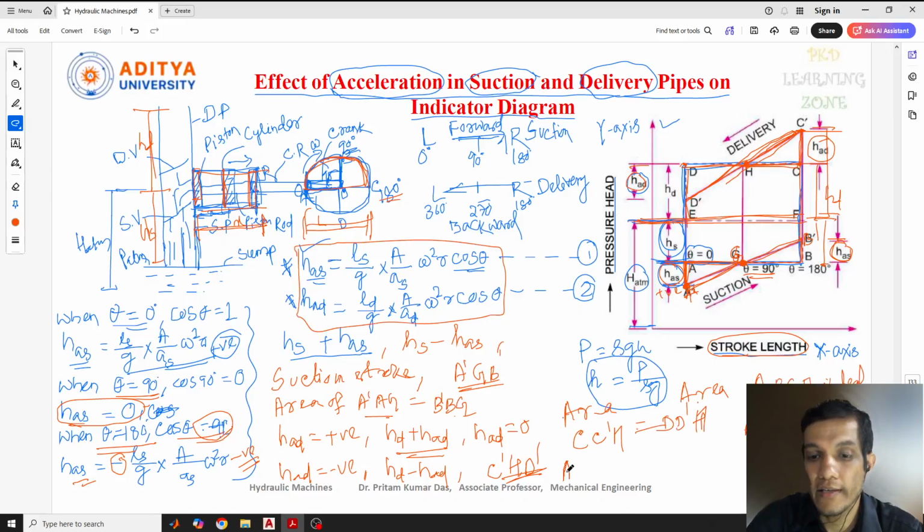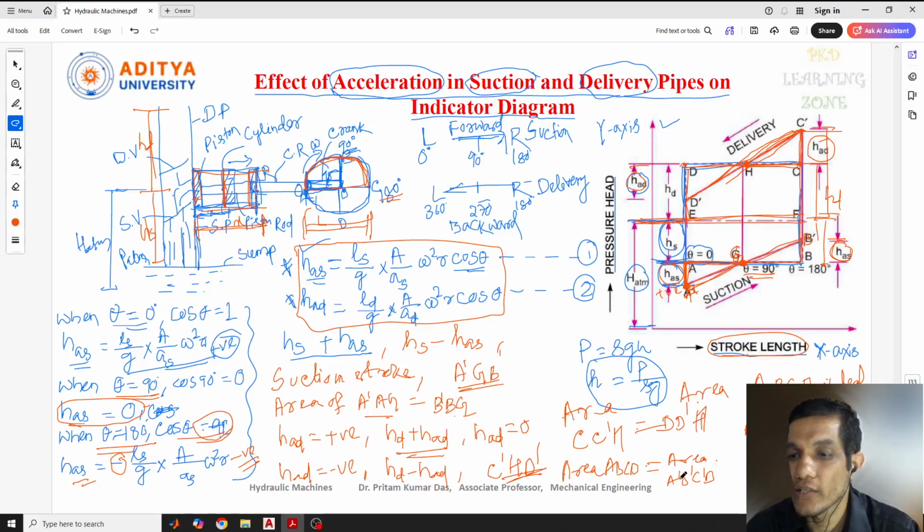Similarly, we can write here: area of ABCD is equal to area of A dash, B dash, C dash, D dash. So finally, what I can conclude here is that the work done by the pump on the water will be the same for this condition. So this is all about the effect of acceleration in the suction and delivery pipes on the indicator diagram. I hope you understand.